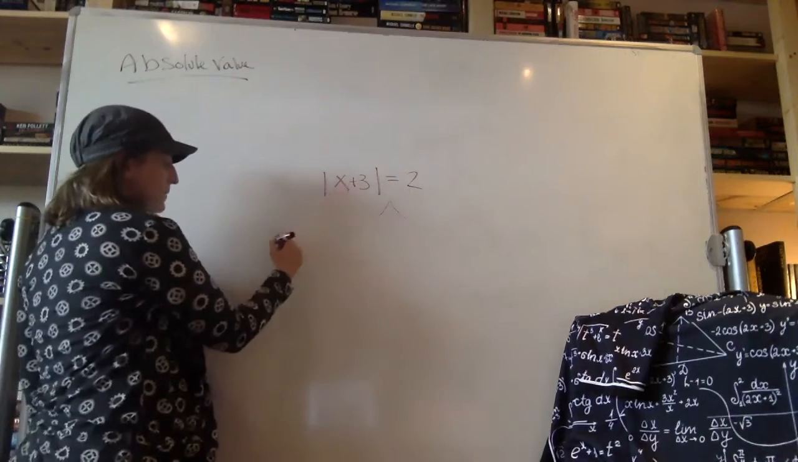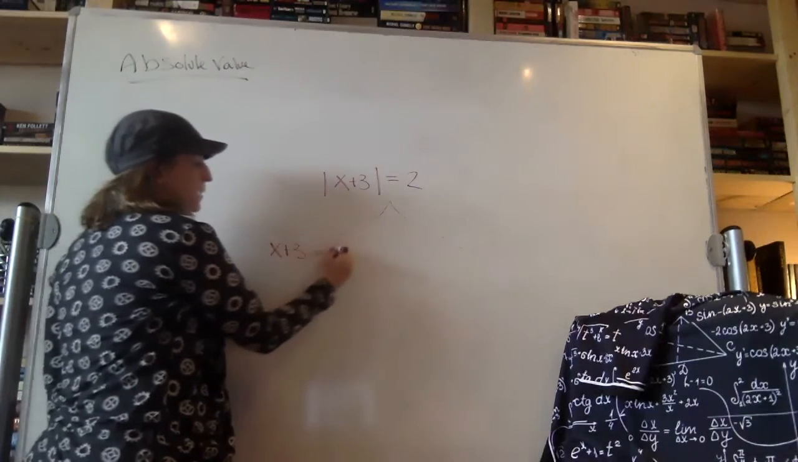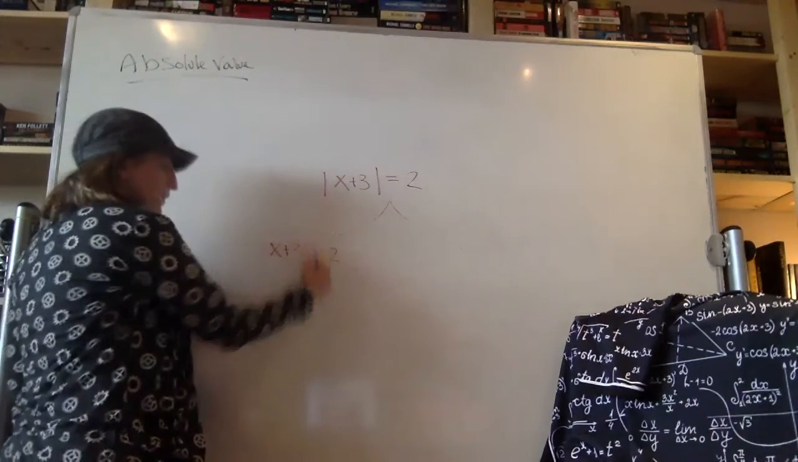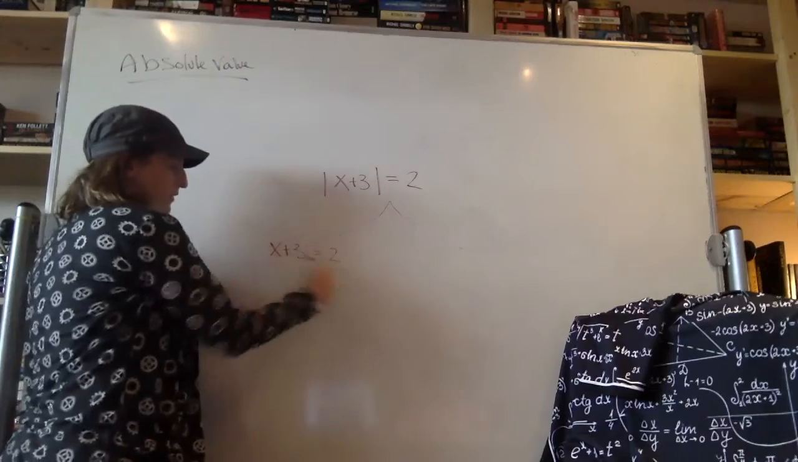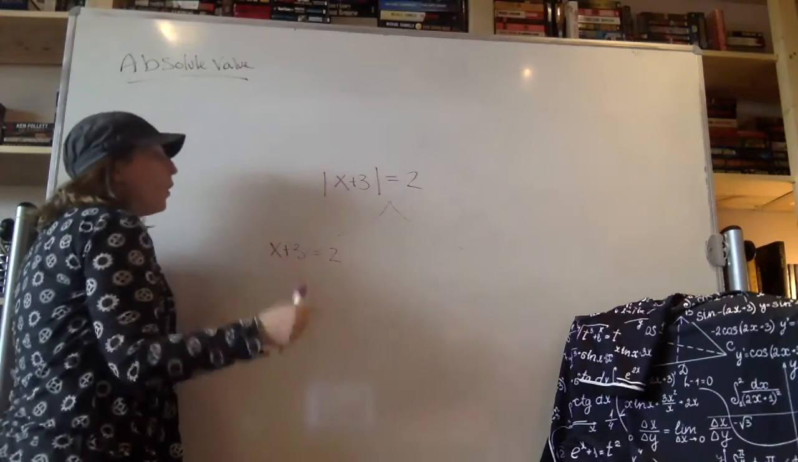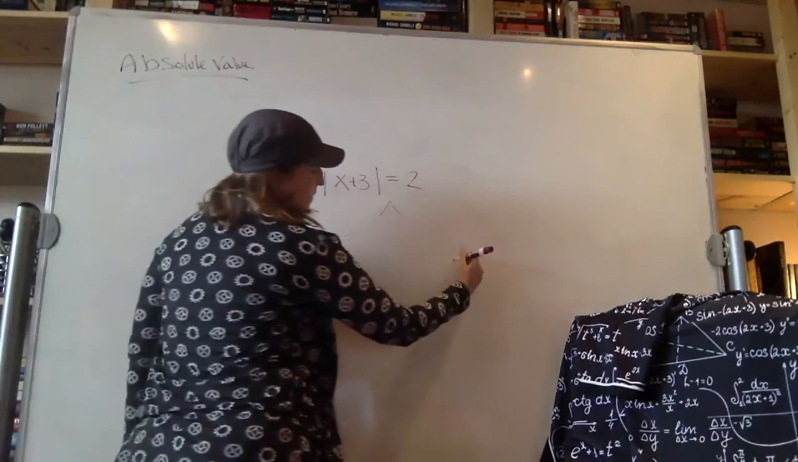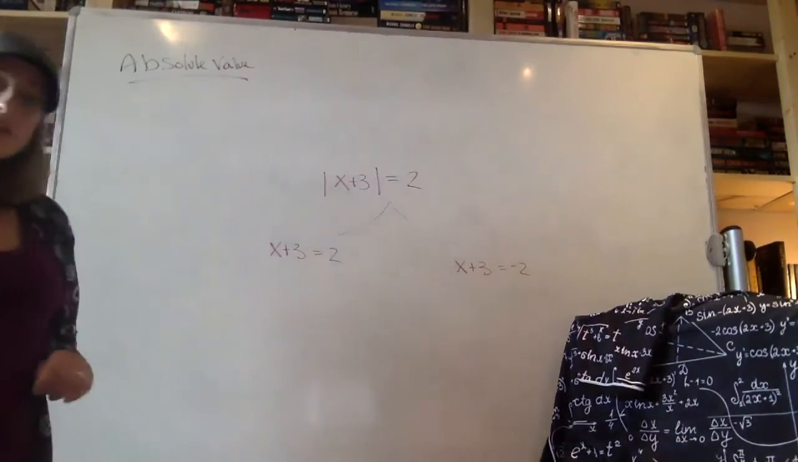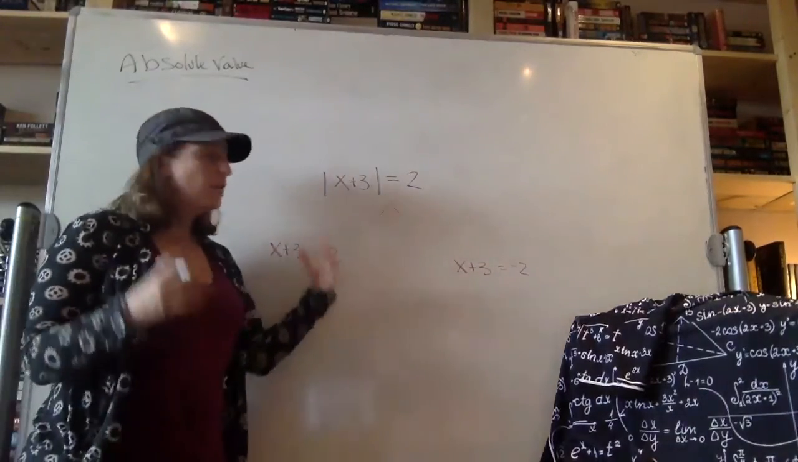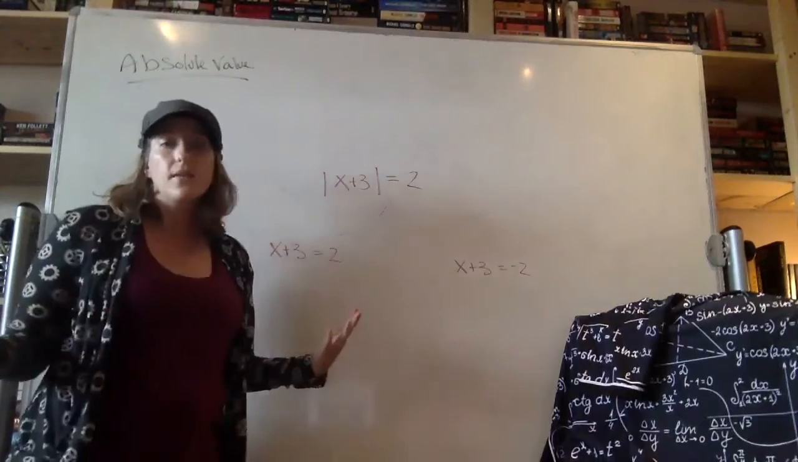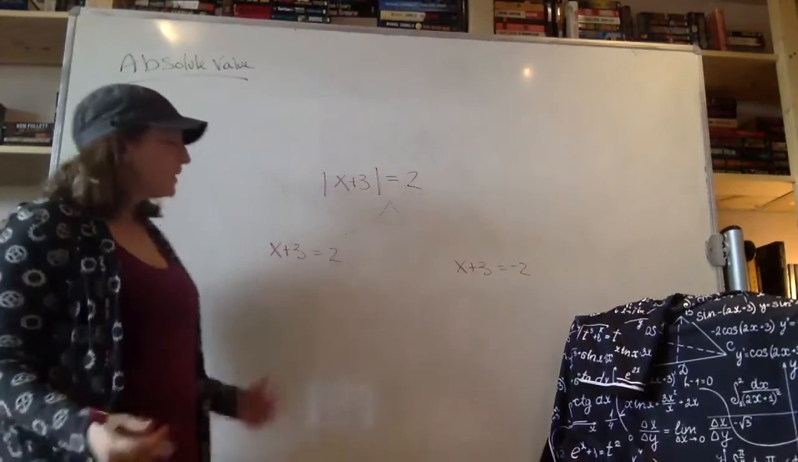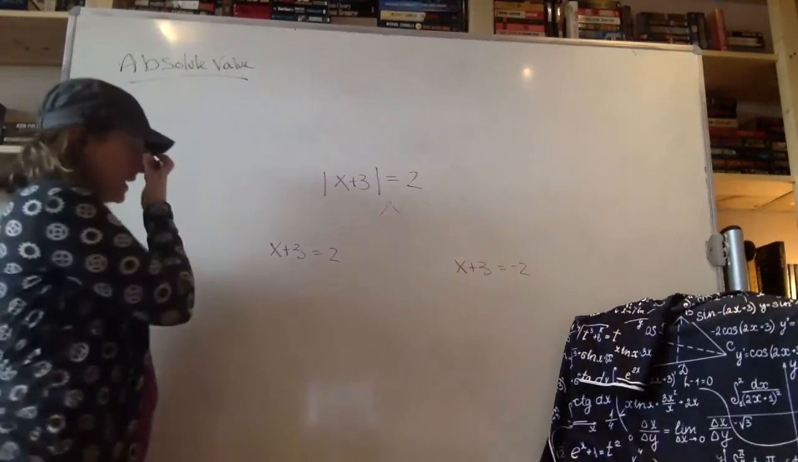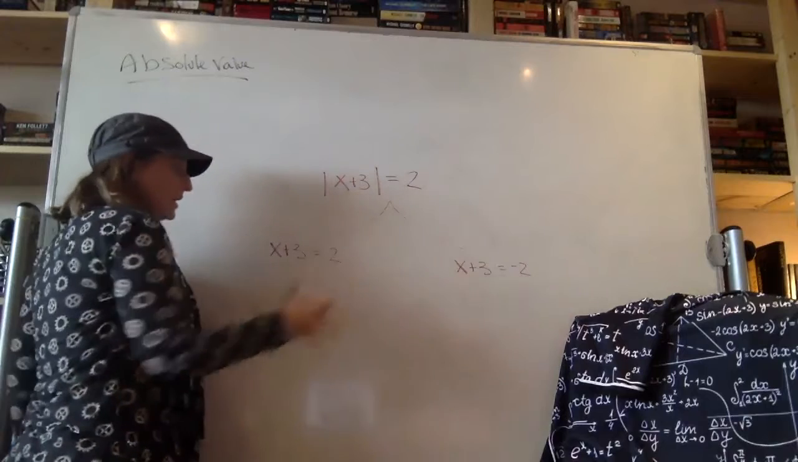Either what's inside the absolute value, x plus 3, is equal to 2, because then when I take the absolute value of that, I'll just get 2, because the absolute value of 2 is 2, or what's inside those absolute value bars could be equal to -2. If what's inside those bars is equal to -2, then when I take the absolute value, the negative goes away and I just get 2. Let's see what happens when we solve these two equations. We've gotten rid of the absolute value by writing two equations.